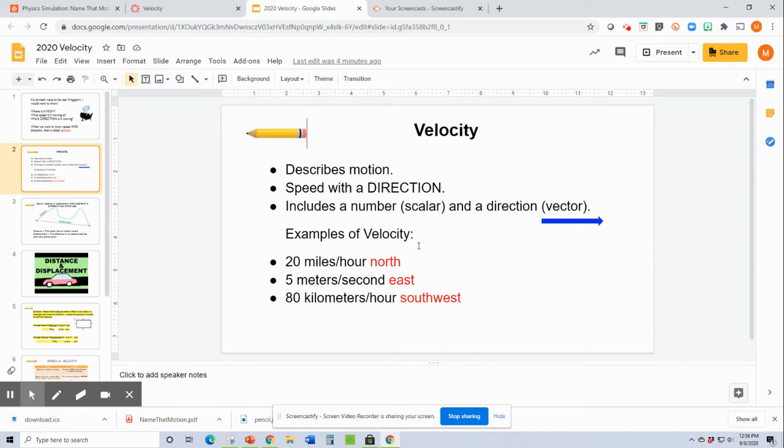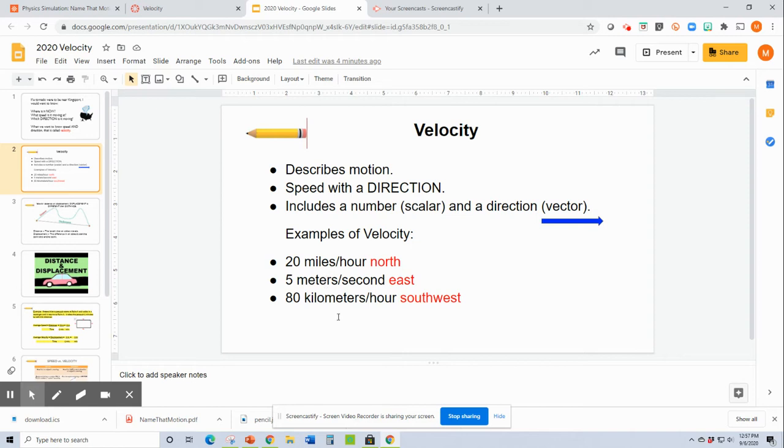Here are some examples of what velocity might sound like and how it sounds different than speed. If I was doing my doodle notes, I might make these a different color, just like you see right here on the screen, or you could highlight them. If I have something that is going 20 miles per hour north, I know that is telling me a velocity. See what a difference that makes? Now I know not only the speed, 20 miles per hour, my distance divided by my time, but I know which direction this object is going as well.